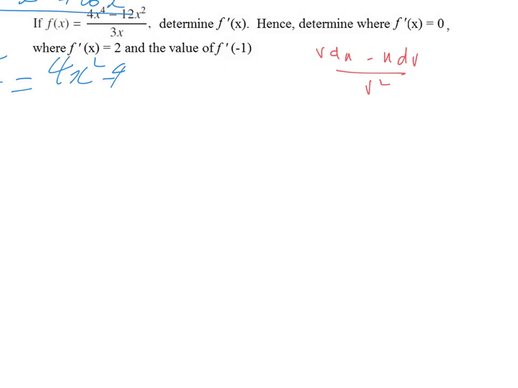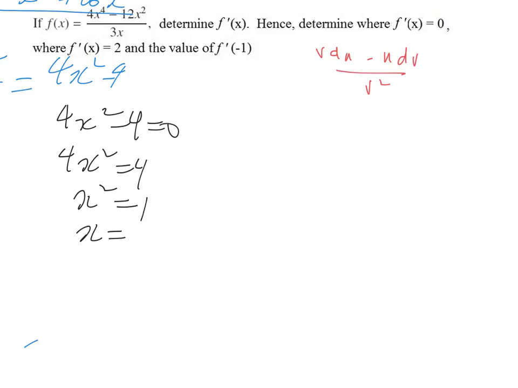So we're going to let the derivative equal 0. So we're going to say we've got 4x squared minus 4 equals 0. So that tells us we've got 4x squared equals 4. Divide both sides by 4. x squared equals 1. So x equals plus or minus 1.